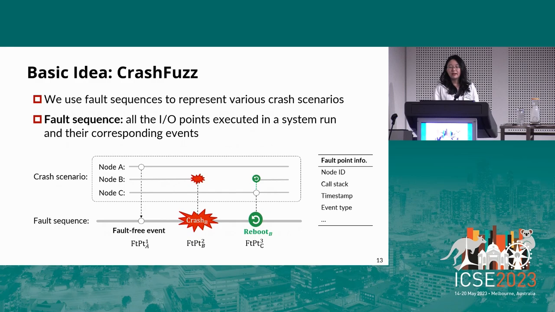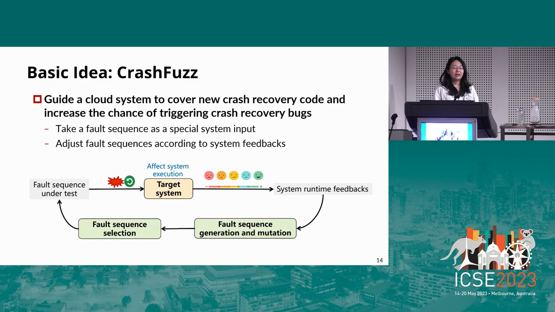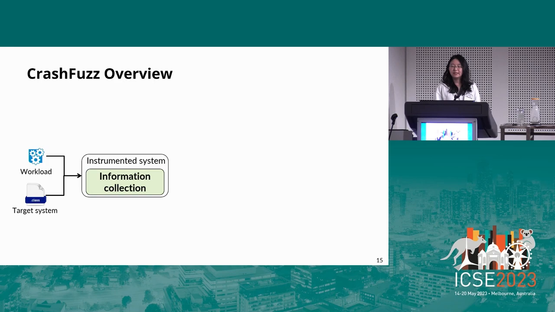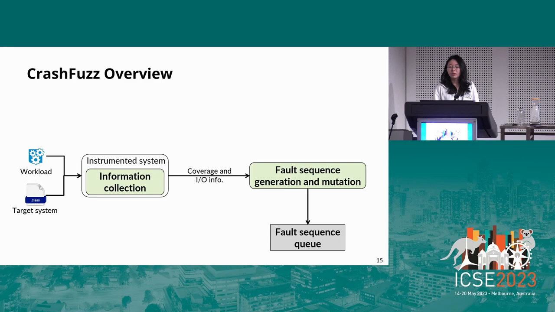We take a fault sequence as a special system input and adjust the fault sequences according to the system feedback based on our fault sequence generation, mutation, and selection strategies. We can guide a cloud system to cover new crash recovery code and increase the chance of triggering crash recovery bugs. So here you see, we first run the target cloud system and collect runtime information through instrumenting the system. Based on the collected information, for example, coverage and I/O information, we generate and mutate fault sequences and add them to a queue. We then select a fault sequence from the queue based on a series of selection strategies.